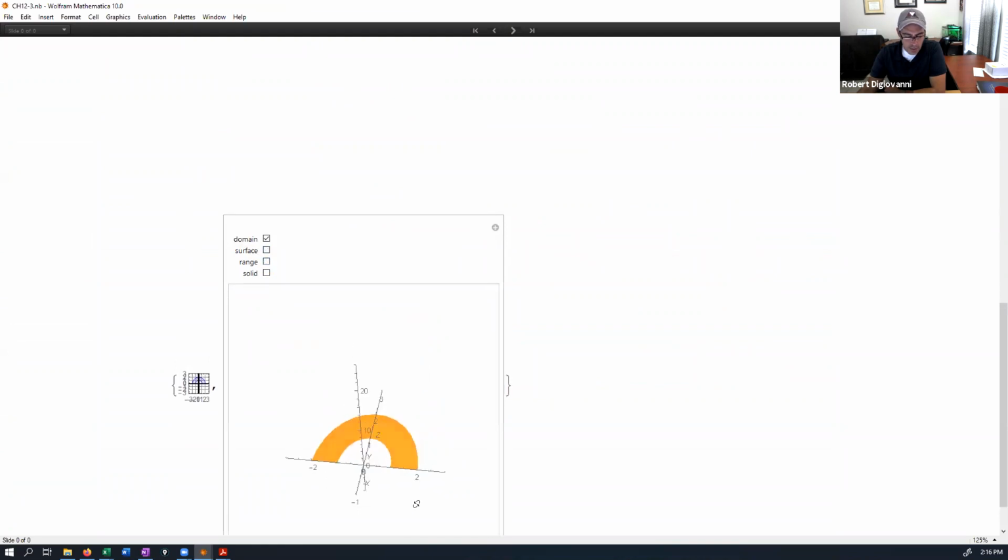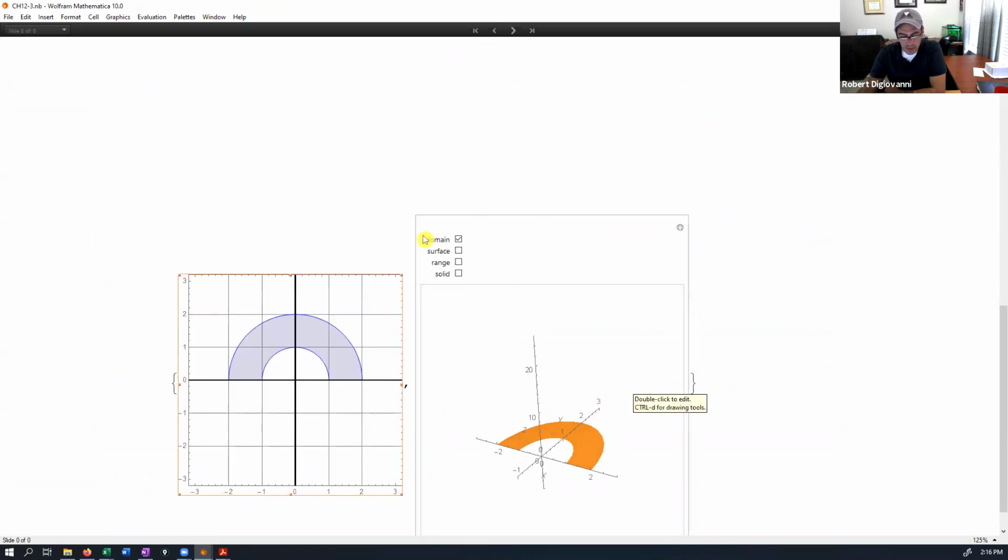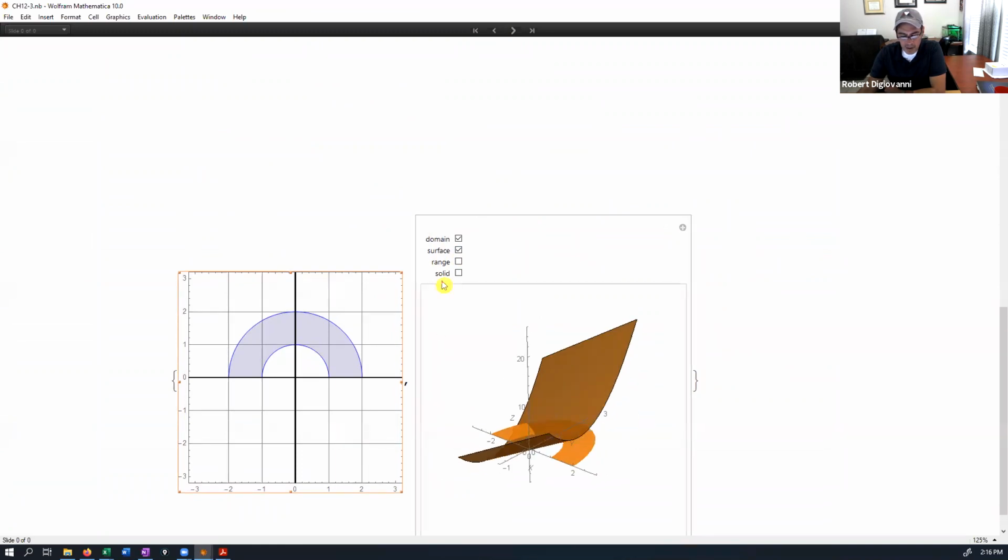So there was our domain, right? There was our domain. I don't know why this is so small over here. There's our domain, three-dimensional space. And then we have our surface. And then we have the solid beneath it, which is this.